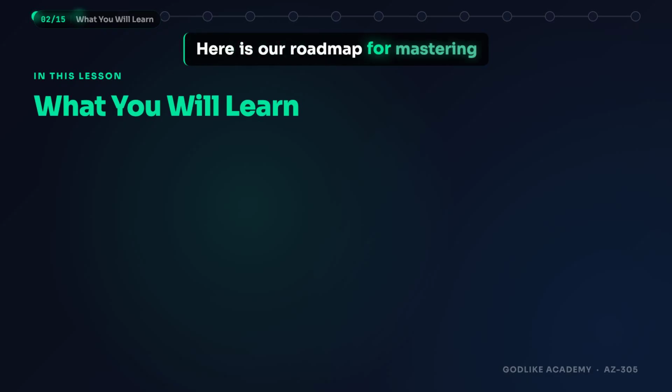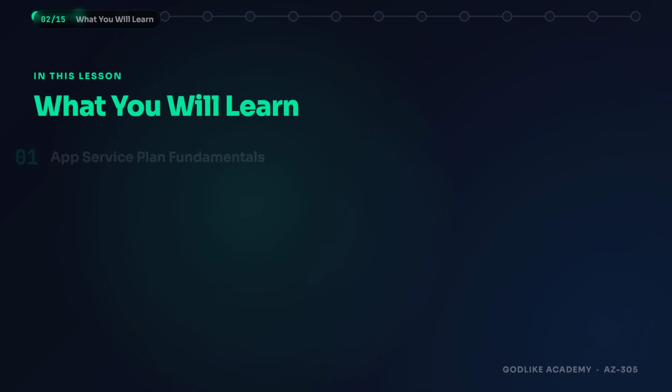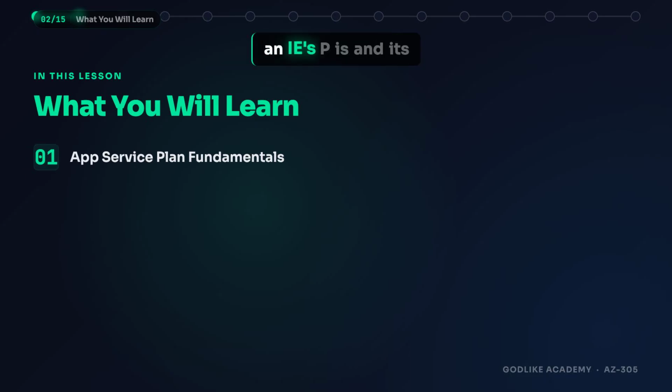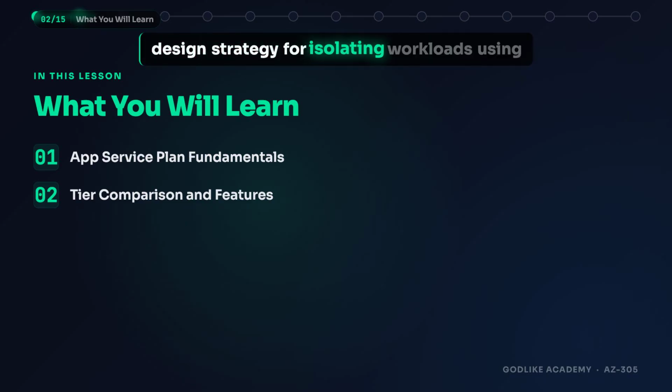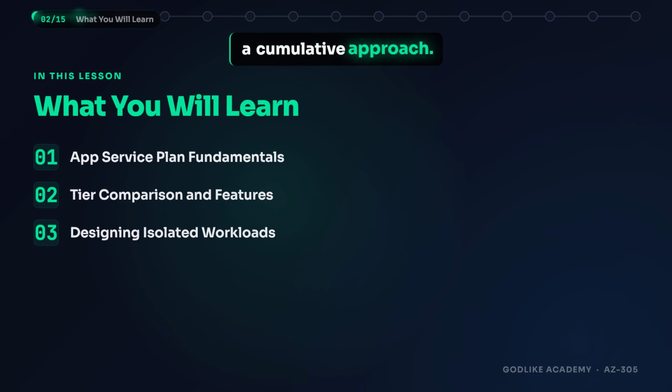Here is our roadmap for mastering app service plans. We will start by defining what an ASP is and its core components. Then we will compare the available tiers to understand their features and costs. Next, we will walk through a design strategy for isolating workloads using a cumulative approach.